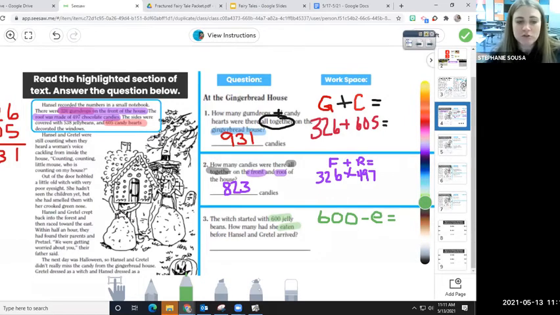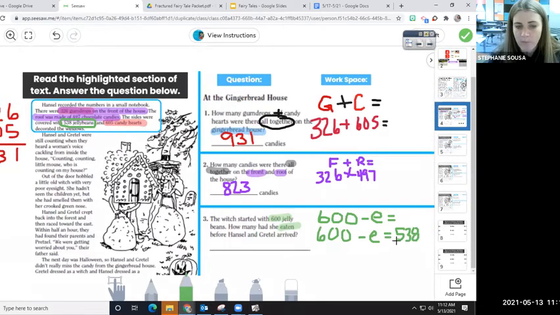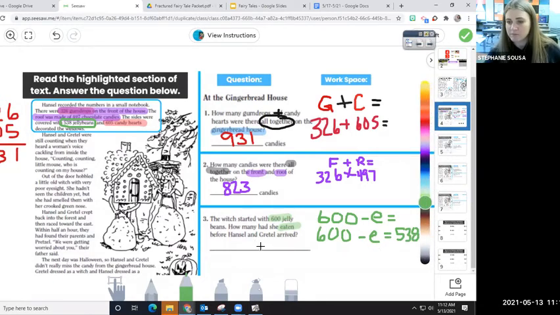Well, let's go see how many she ate. The roof was made of 497 chocolate candies. The sides were, there they are. The sides were covered with 538 jelly beans. Okay, so 600 subtract the number that she ate is equal to 538. Okay. Miss Sousa, how are we going to do that? Guys, I'm so glad you asked.